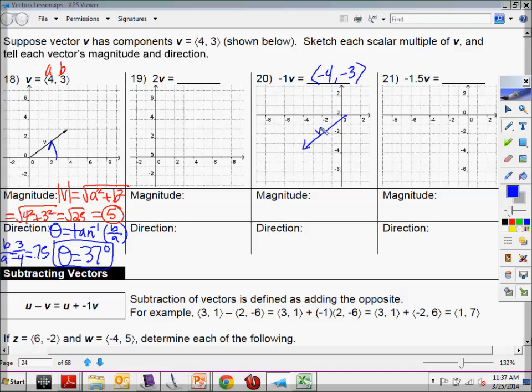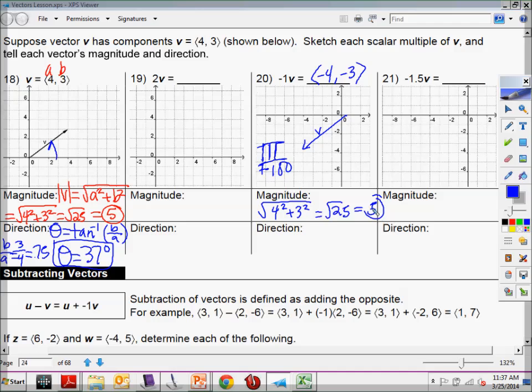Looking at this, what quadrant am I in? Third. So I know whatever reference angle I get, I'm going to be adding it to 180. All right, so let's find my magnitude. Square root of... you're going to get 5, because you can't square a negative; a negative times a negative is a positive. So is there any reason to write a negative squared? No. It's still 5. Yes, good job.